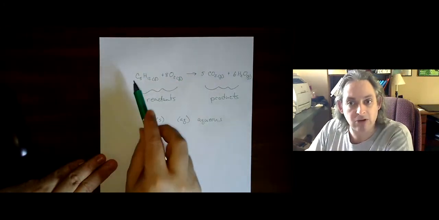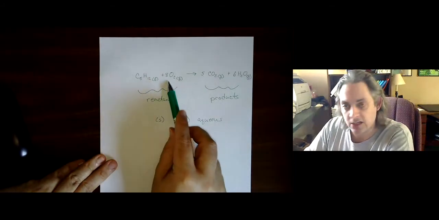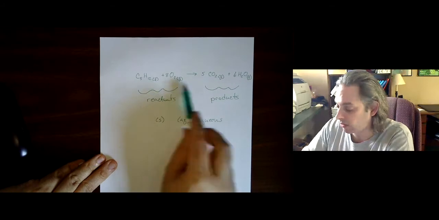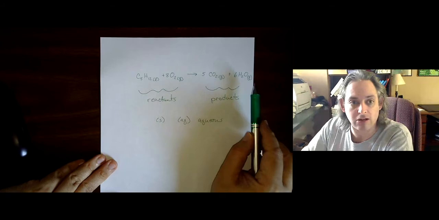The balanced chemical equation here means that we have 1 C5H12 reacting with 8 O2 molecules to make 5 CO2s and 6 water molecules.